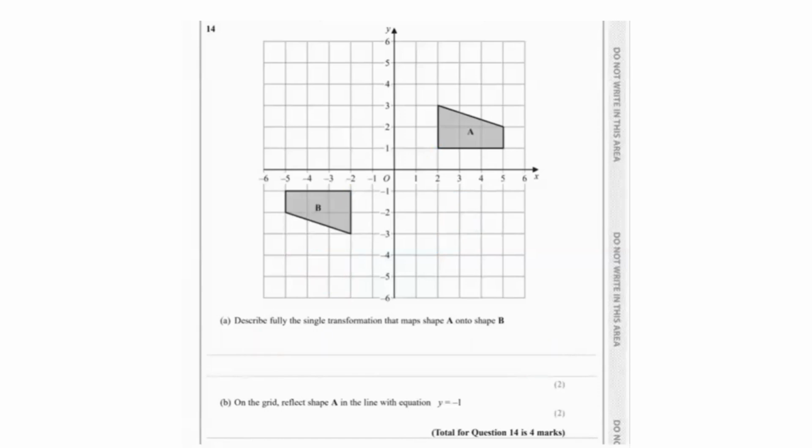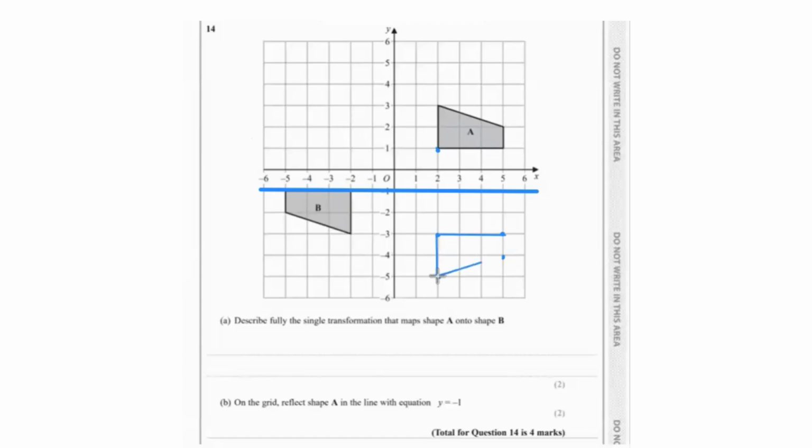It says on the grid reflect shape A in the line with the equation y equals -1. Draw a line at y equals -1 first. Now this shape is going to be reflected in the line y equals -1, which is basically the x-axis if you come to think about it. So this point is 2 units from the mirror line. So it's going to be 2 units from the mirror line on the other side as well. Distance is 2 between these two, so distance is going to remain the same between each point. 3, 3, 1, 1. Connect the dots.